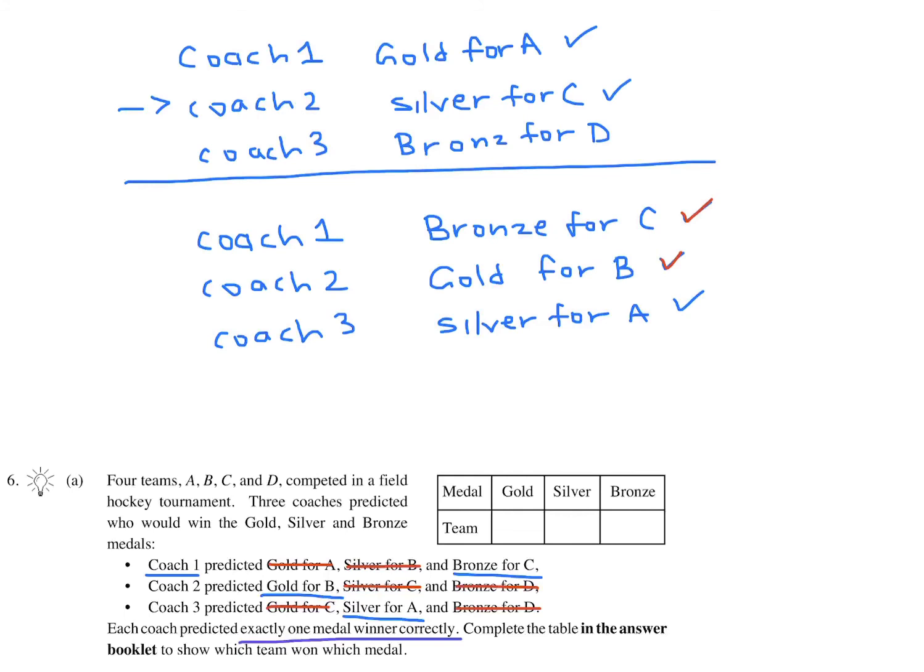So despite all this gobbledygook, we did invent a non-traditional or non-scientific method of coming up with the right answer. And indeed, this table is this scenario. So gold goes to team B, silver goes to team A, and the bronze goes to team C. Okay, that is the scenario that satisfies the condition in the question that only one prediction per coach is correct.